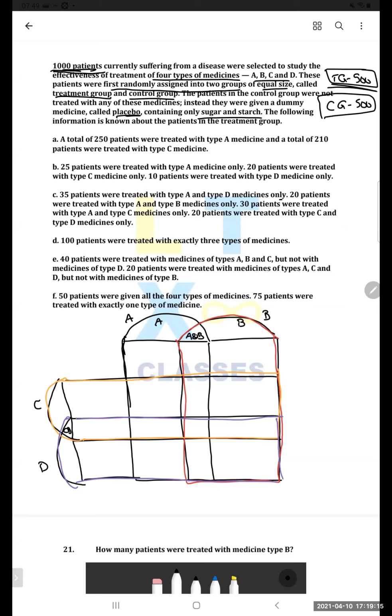Let's look at the first one. A total of 250 patients were treated with type A medicine. So this entire is type A, right? I don't know where to put that, so I'll put it outside. 250. Okay. A total of 210 patients were treated with type C medicine. So C is 210. Now 25 patients were treated with type A medicine only.